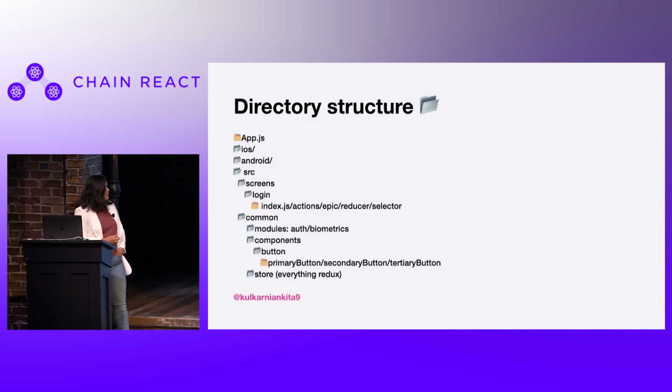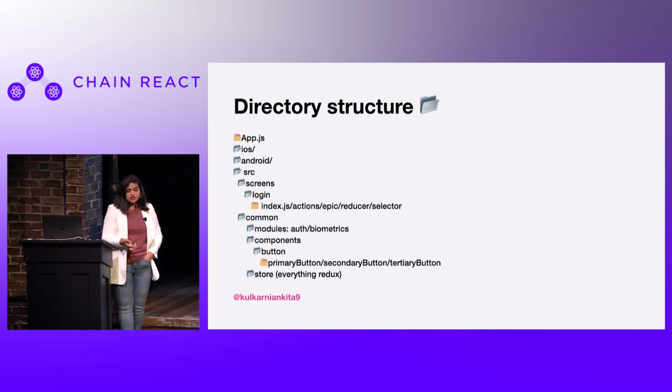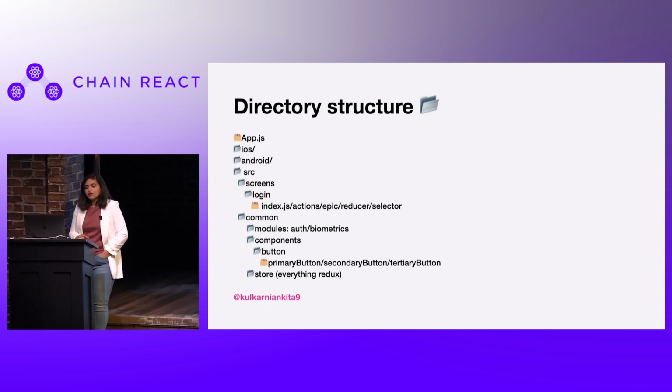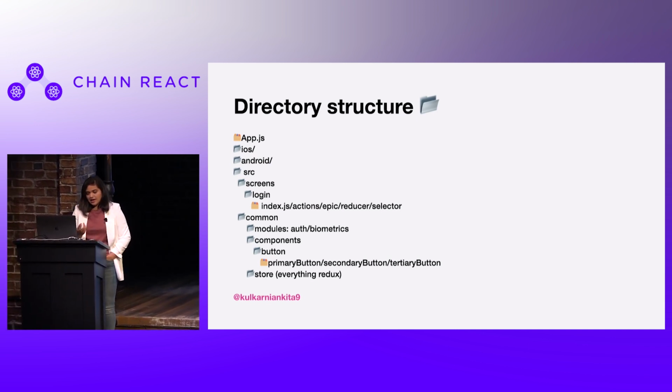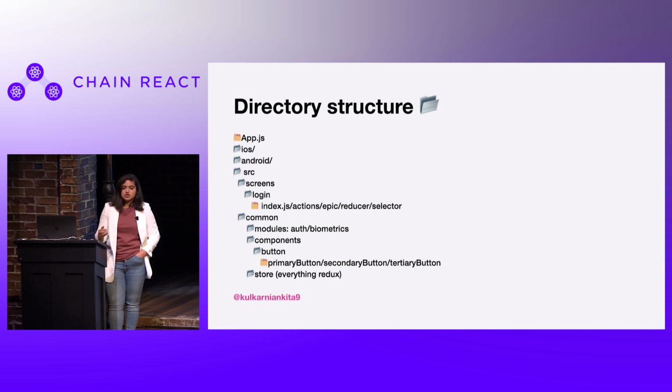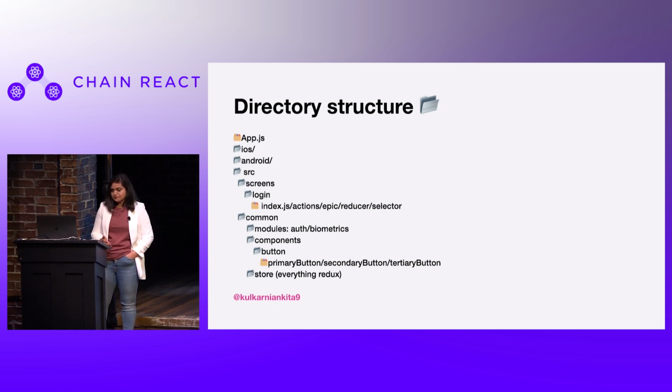Next thing is the directory structure. Now that we've installed the app using the React Native CLI, this is the directory structure that I like to follow. Having app.js, iOS, Android, which is pretty standard, but also having a source folder with screens in it. Let's say you have a login screen, which a lot of apps do. What I like to do is start building features based on the screens that you're focusing on.